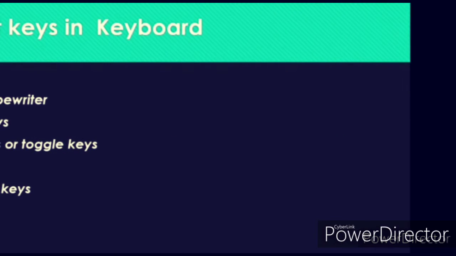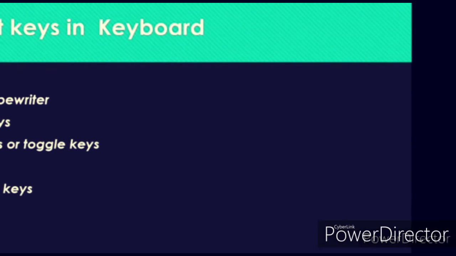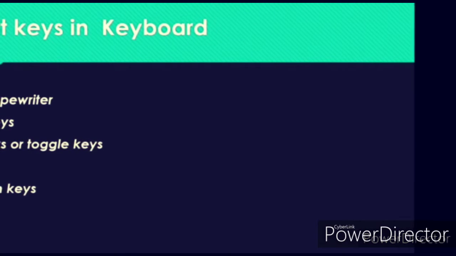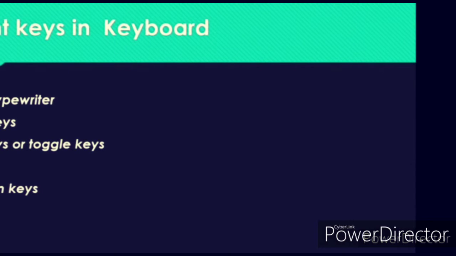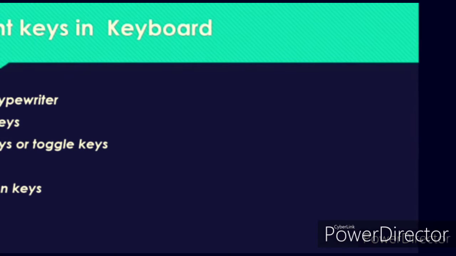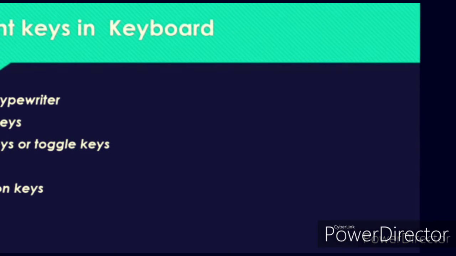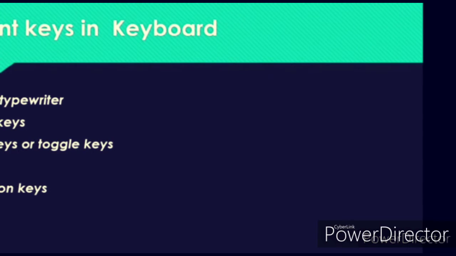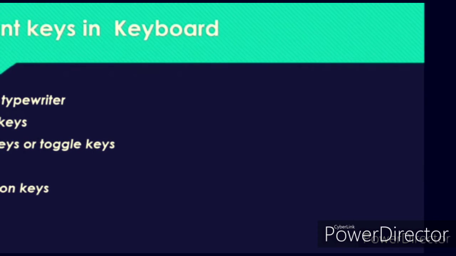First, standard typewriter keys. These are the keys which are used to type text and other data. The keys such as A to Z and 0 to 9 are known as alphanumeric keys. That is, A to Z are known as alphabetical keys and 0 to 9 are numbers, so they are known as numeric keys.